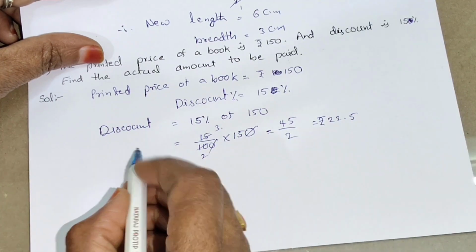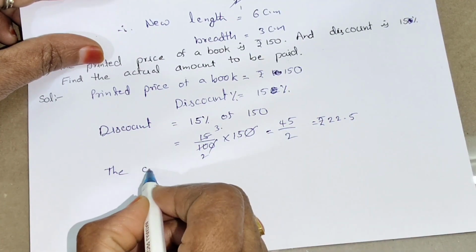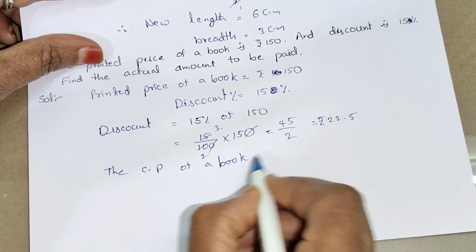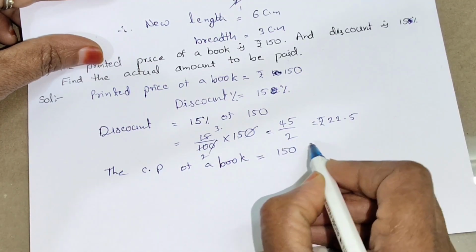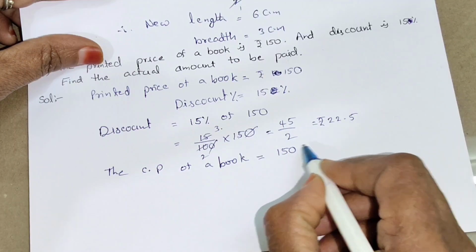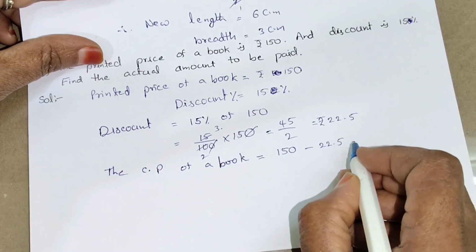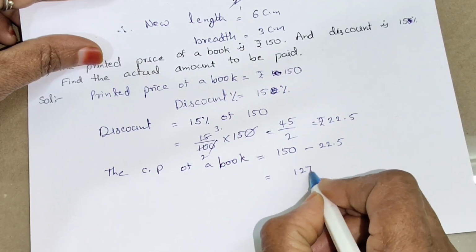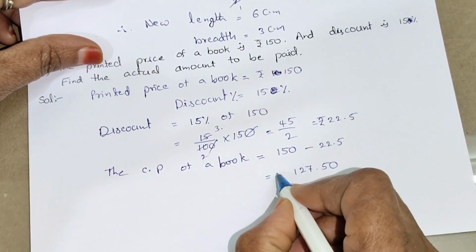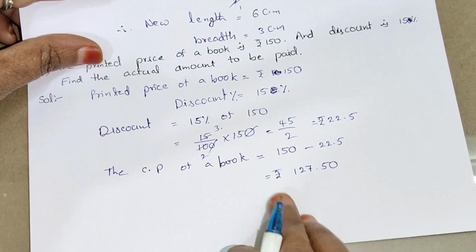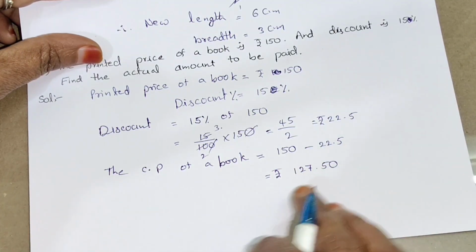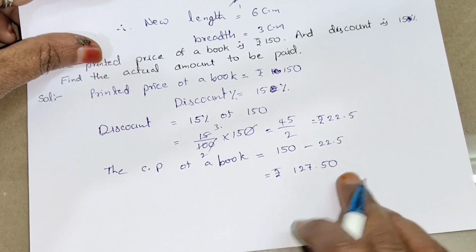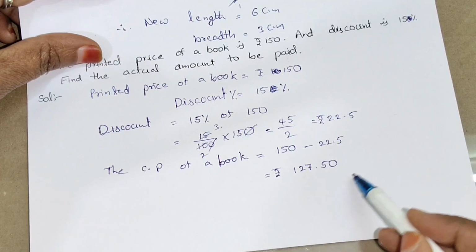So the cost of the book: the printed price is 150 rupees and the discount is 22.5 rupees. So 150 minus 22.5 is equal to 127.50. This is the rupee symbol. So the final cost of the book is 127.50, after the 15% discount.